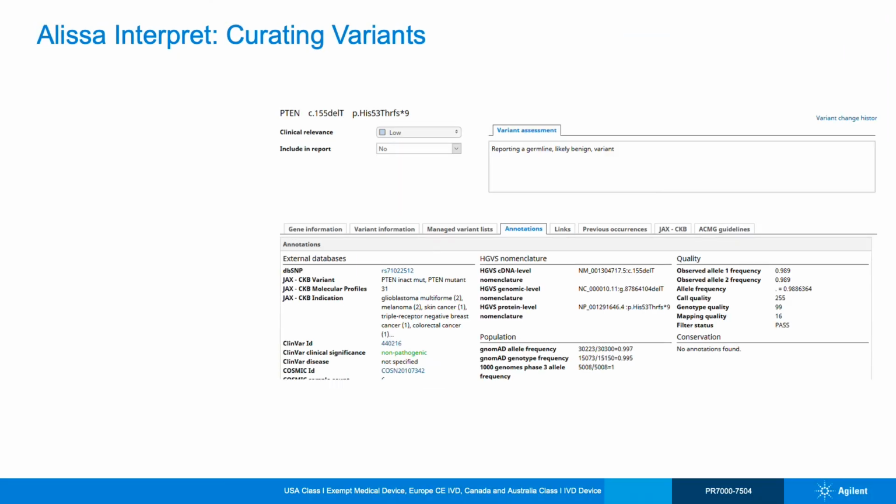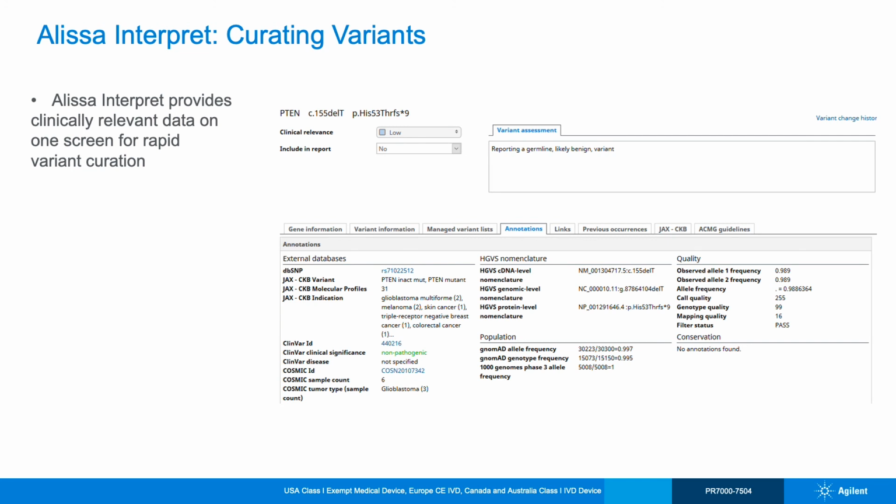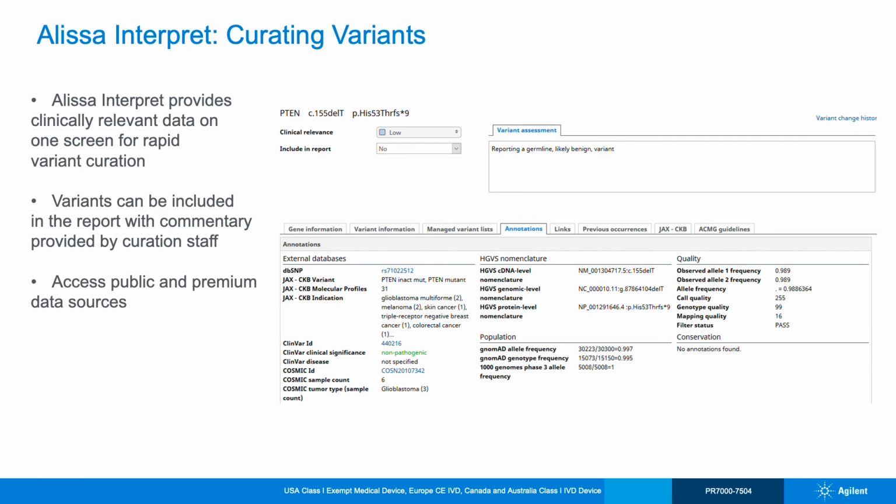To assist with the curation of variants, Alyssa Interpret provides all of that clinically relevant data on one screen for rapid variant curation. This includes information such as population frequency databases or information from clinical databases. Variants can then be included in the report along with the annotation and commentary provided as free text by curation staff. You can also access public and premium data sources with direct link outs that will allow you to have the most up-to-date information in the databases being referenced by Alyssa Interpret. If you also have a lot of in-house data, you can leverage our managed variant database so that you can keep on annotating the same variants that you see over and over again the same way.